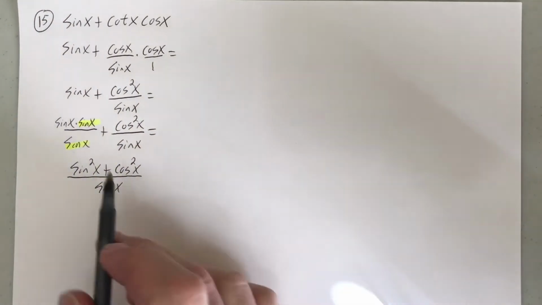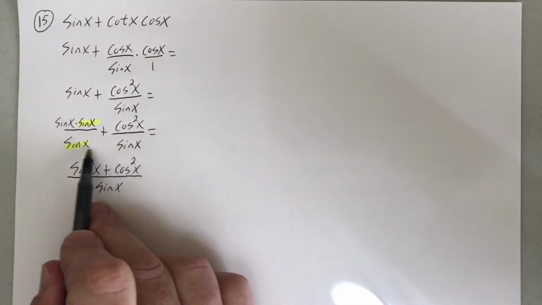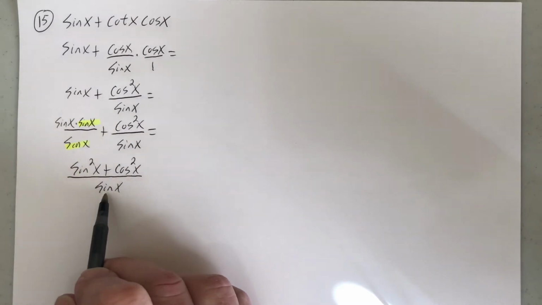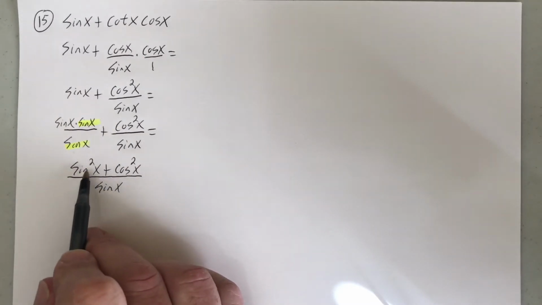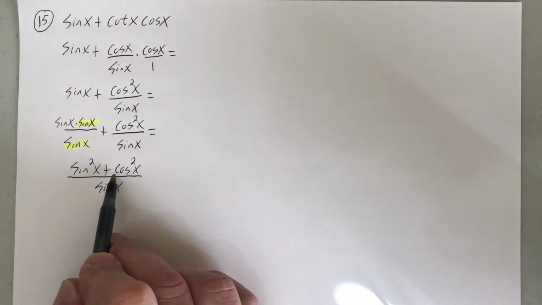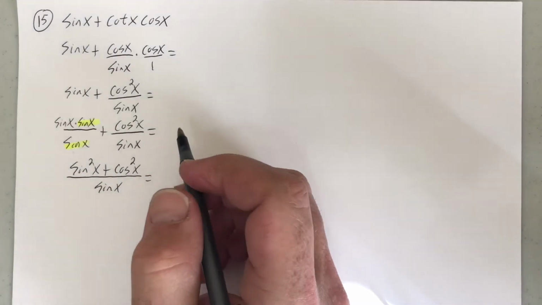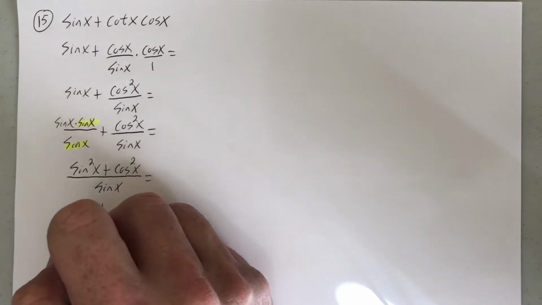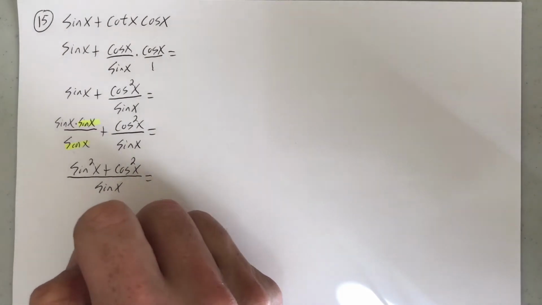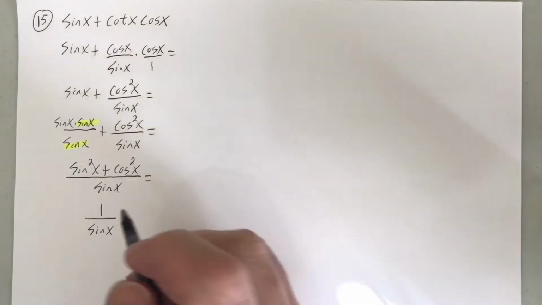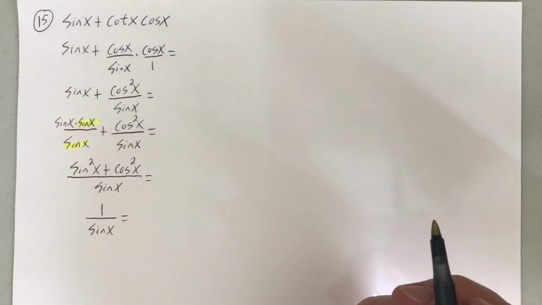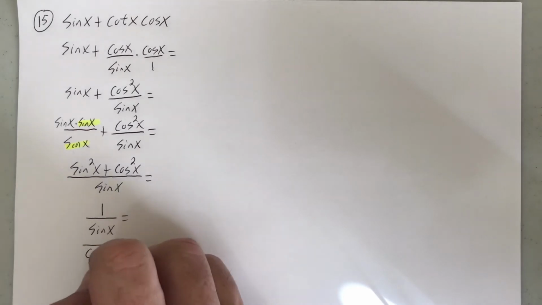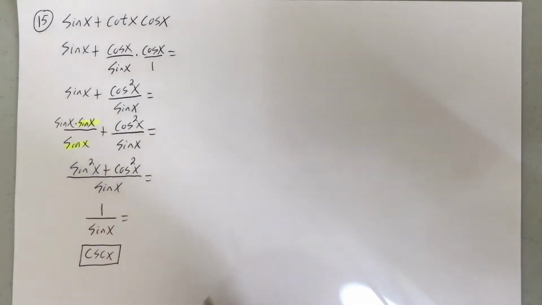I can do that because now that I have the same common denominator, I can add these two together over the common denominator. Well, look in here, sine squared x plus cosine squared x, hopefully you look at your Pythagorean identities, that's equal to 1. So that gives me 1 over sine x, and then of course 1 over sine x is equal to cosecant. And that problem is simplified.